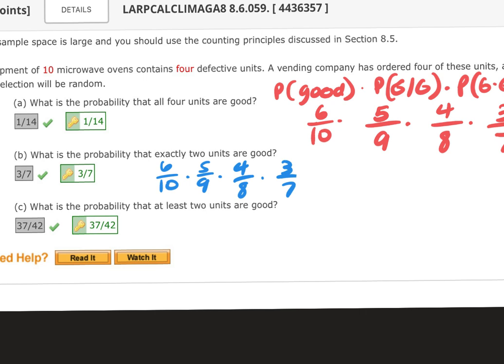Okay, C says, what's the probability at least 2 units are good? That means this, and this is where it gets tricky because, and you won't get this on your test, but it means that I can start with the first 2 being good, but then the rest can be anything, if that makes sense. So if my first one was 6 out of 10, I want at least 2 good ones. Let's say the first one was good and the second one was good. The rest can literally be anything else. So the next one could be any of the 8 and the next one can be any of the 7. Does that make sense?